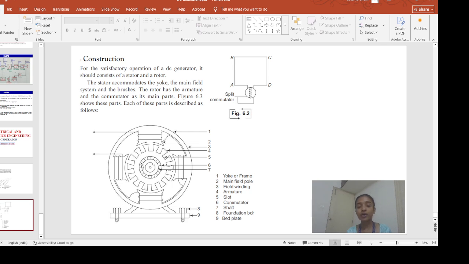Inside the armature winding, we have the commutator, which is the main part of the DC generator. This commutator will work as a rectifier and it will convert that AC current induced in the armature winding to the DC current, and through brushes it will make sure that the DC current reaches the load. That's all about the working of the DC generator.